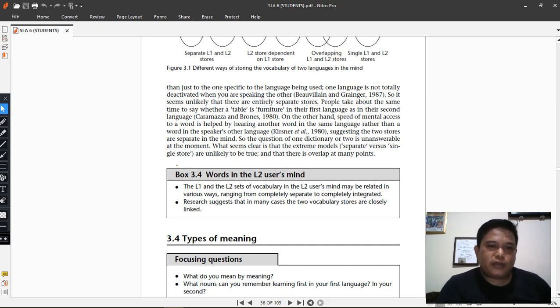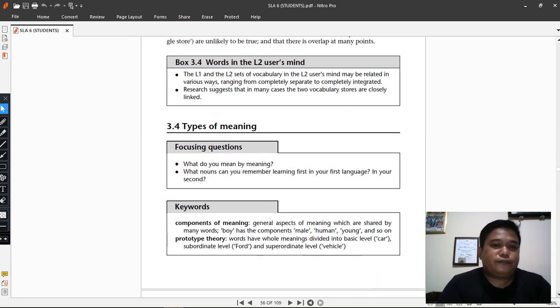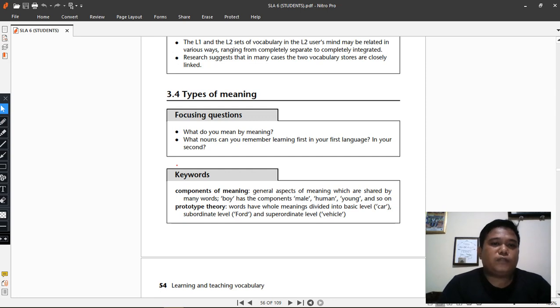Box 3.4, words in the L2 user's mind. The L1 and the L2 sets of vocabulary in the L2 user's mind may be related in various ways, ranging from completely separate to completely integrated. Research suggests that in many cases the two vocabulary stores are closely linked. So based on research, they suggest that the L2 store is dependent on the L1 store. There is a link between them.